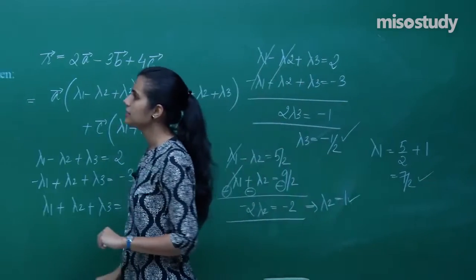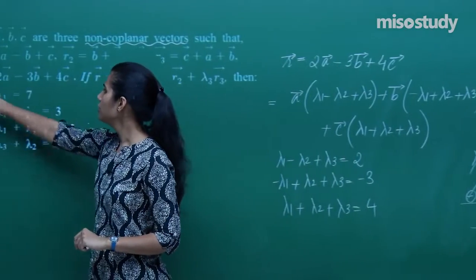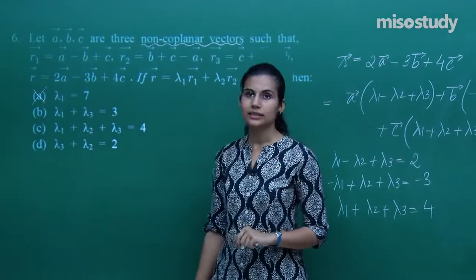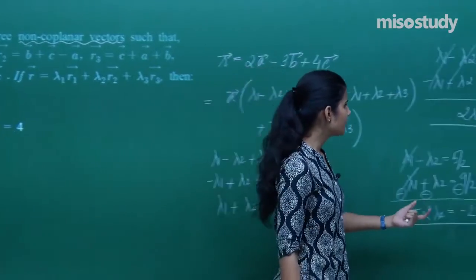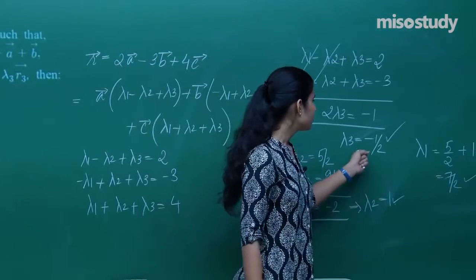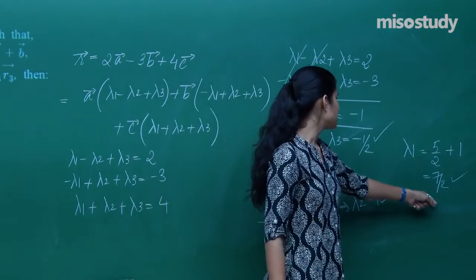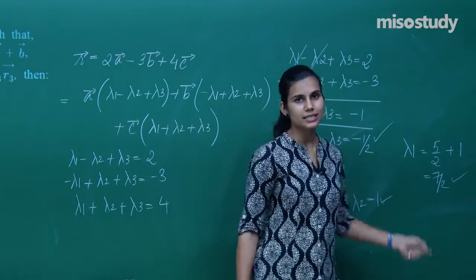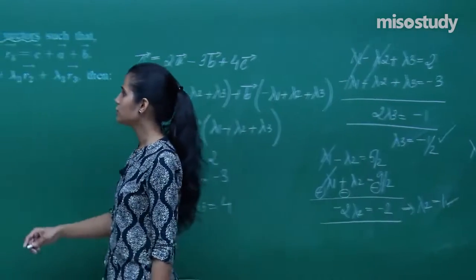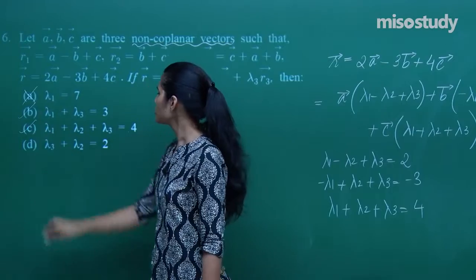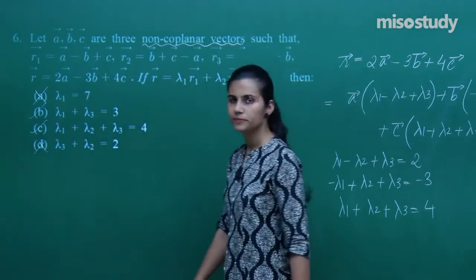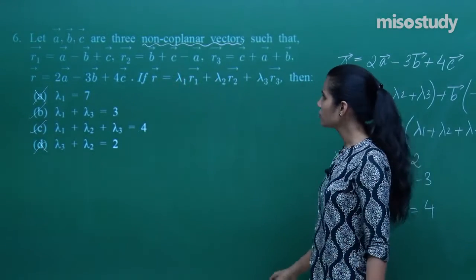The option saying lambda 1 is 7 is wrong. Lambda 1 plus lambda 3: lambda 3 is minus 1 by 2 and lambda 1 is 7 by 2. 7 by 2 minus 1 by 2 is 6 by 2, which is 3. So yes, this is true. In fact, this is also true and this is not true.